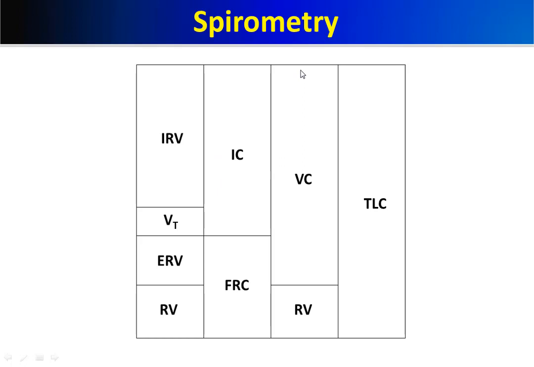This is the vital capacity, the volume of air which can be expired with force from the position of forced inspiration. So when someone is asked to expire with force from this position, which is the position at the end of forced inspiration, he is going to expire the inspiratory reserve volume, the vital capacity, and the expiratory reserve volume, and he cannot expire the residual volume. And this is the total lung capacity.